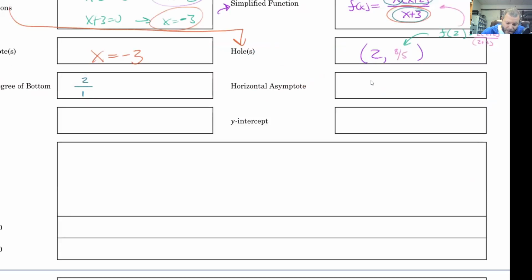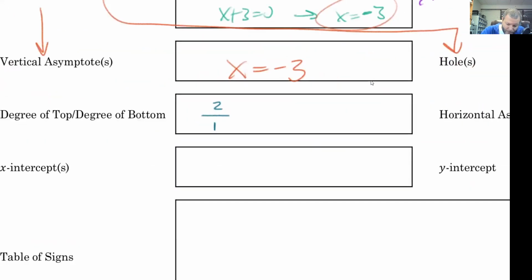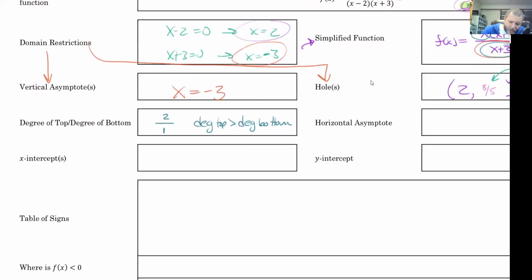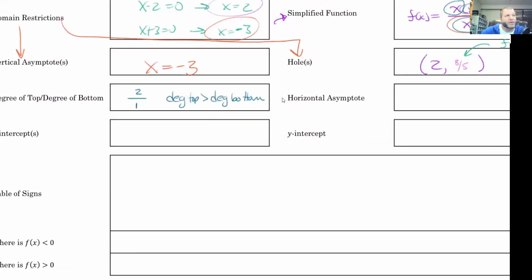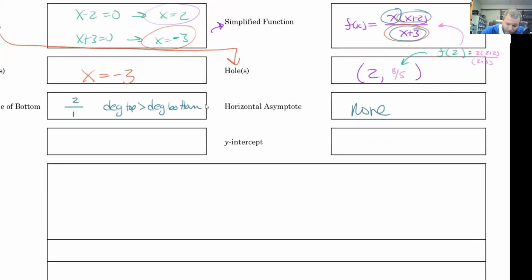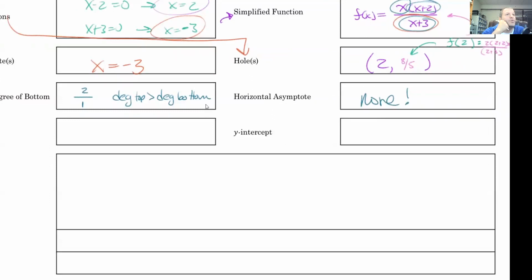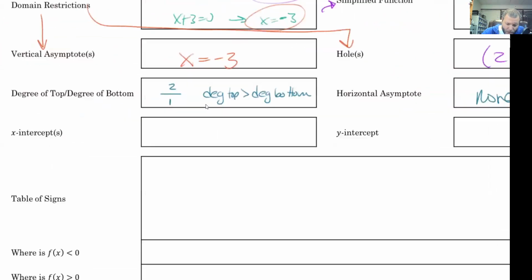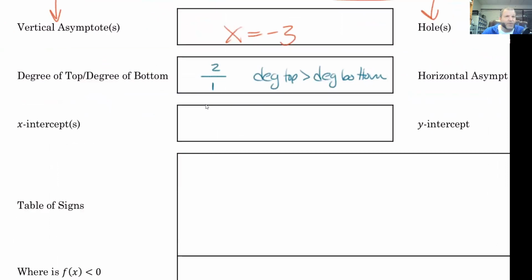So in this case, the degree of the top is bigger than the degree of the bottom. So I'll just say degree top bigger than degree bottom. This lets us know what's going to happen with the horizontal asymptote. Whenever the top degree is bigger than the bottom degree, there's going to be no horizontal asymptote. We'd have this top heavy function, so we don't have to worry about what this function does as x gets really, really large. That's all I want to say about that.